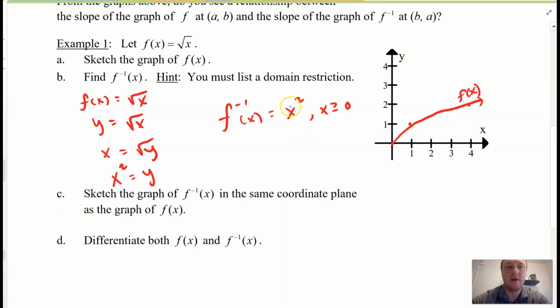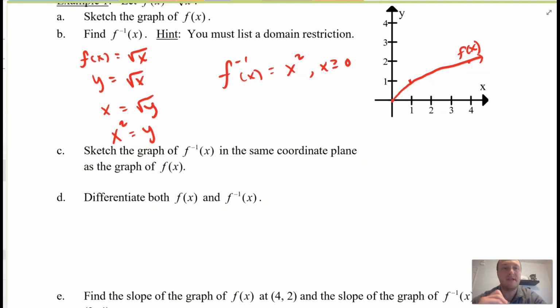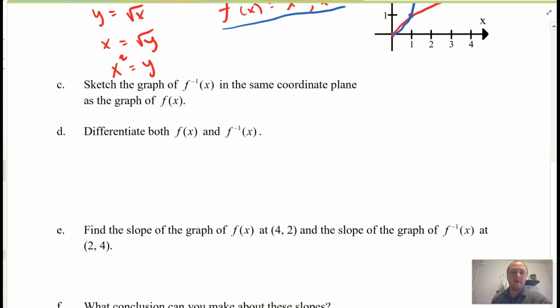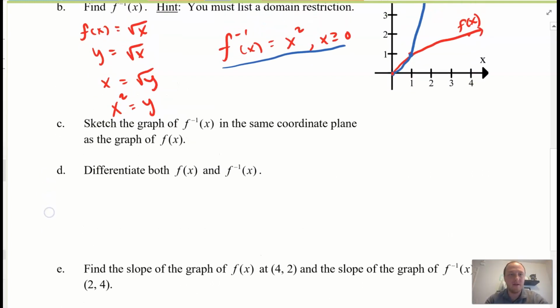And what I'm going to do in part C is sketch this. So they want us to sketch f inverse of x. So 0, 0, 1, 1, 2, comma 4. So here is our inverse function. Now it says differentiate both f of x and f inverse of x.